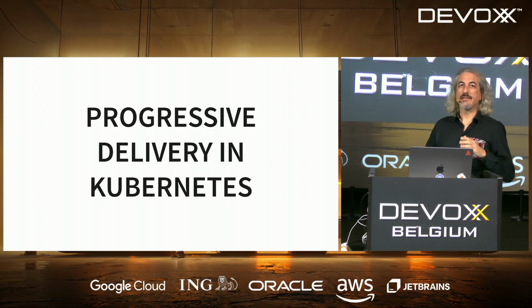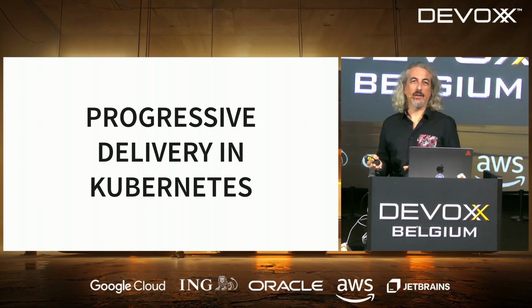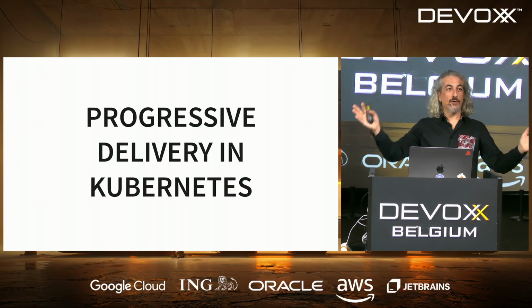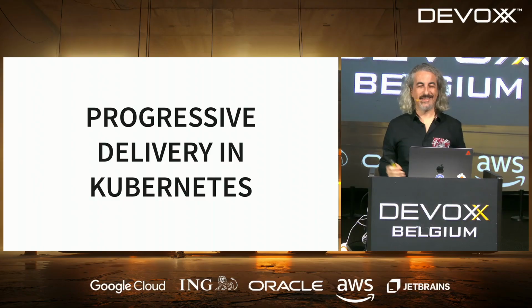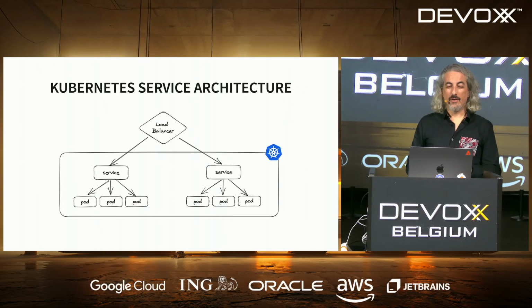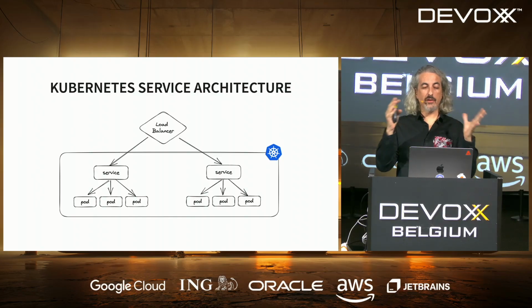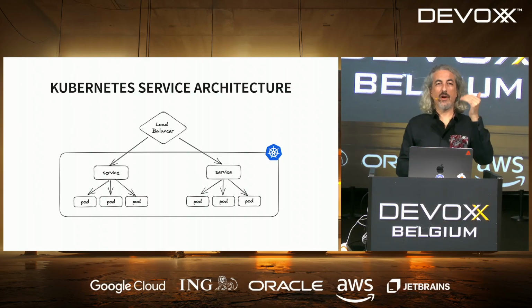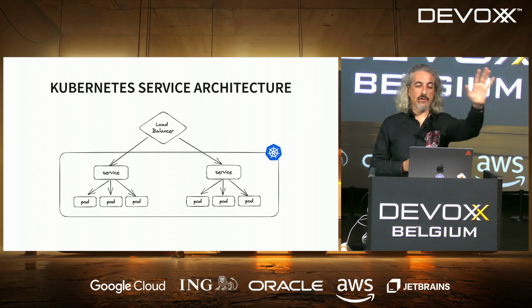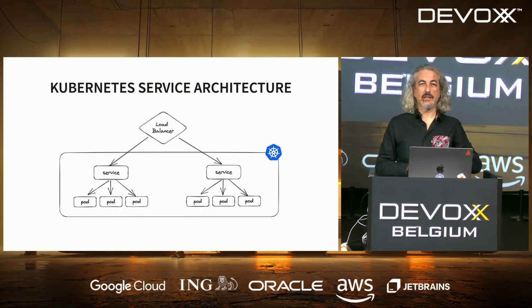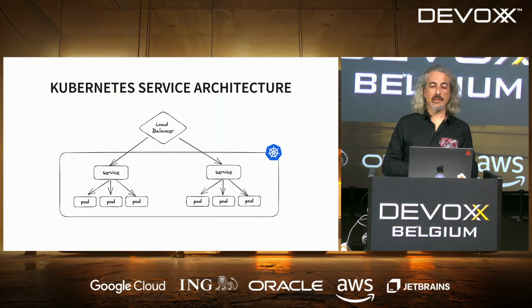So how does this apply in the real world? In the real world where every one of you here uses Kubernetes. On Kubernetes, there's this service architecture where you would have a load balancer, with traffic going from that load balancer outside of the cluster into services, and from those services into pods.